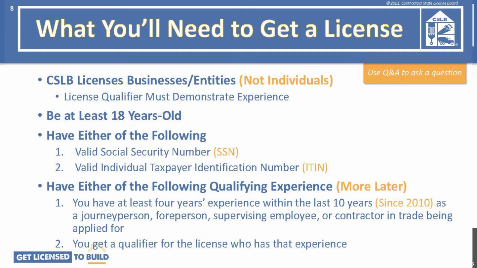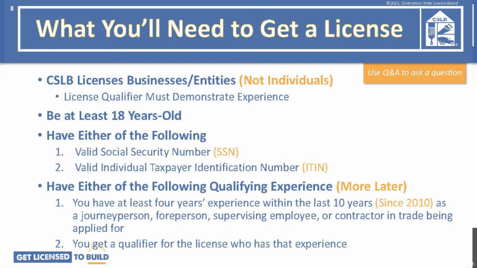So what do you need to get your license? First, it is important to understand that CSLB does not license individuals. We license companies or businesses, also called entities. Many entities are one-person operations, but know that every entity, even a one-person operation, must have a qualifier. That's someone who has the minimum experience and is responsible for the operations of the company.